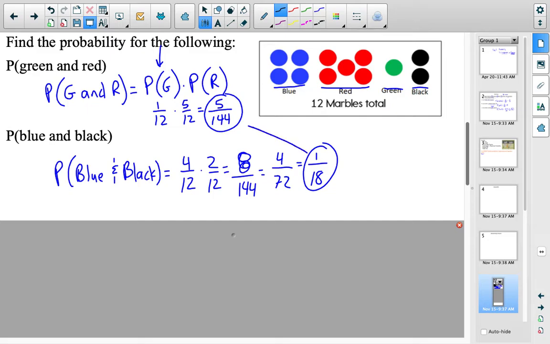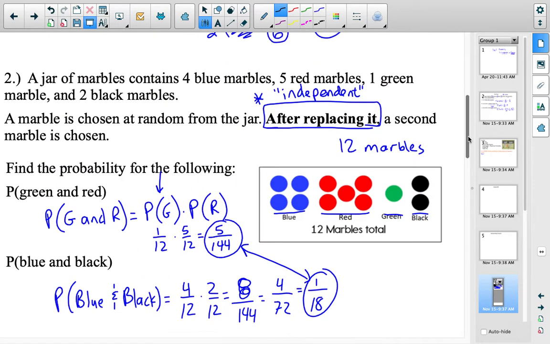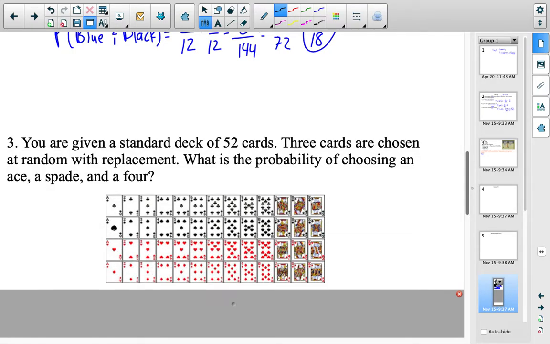You might want to compare that to 5 over 144 and see which one's smaller. That might be interesting. Okay, but both are pretty low probability events. And again, the whole key was for independent, we replaced it. Okay, last one. Oh, we've got the deck of cards.